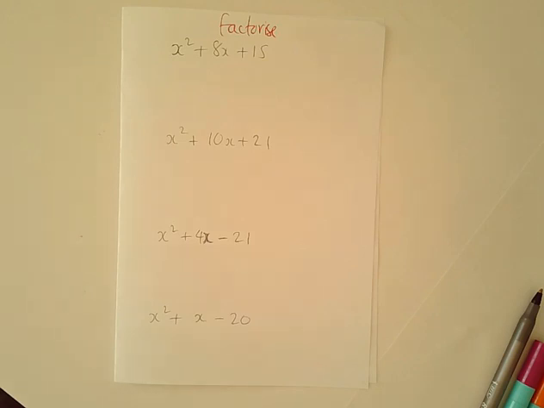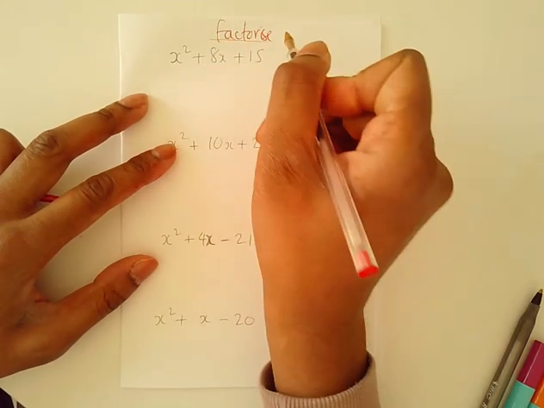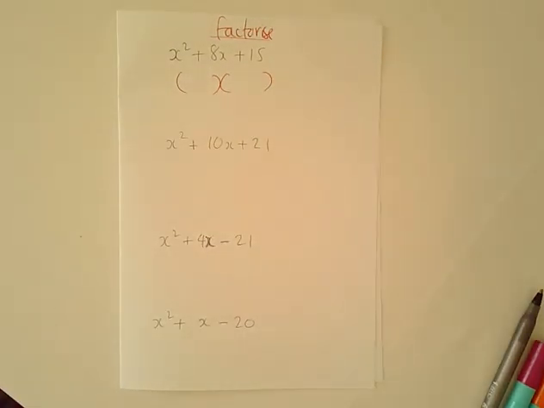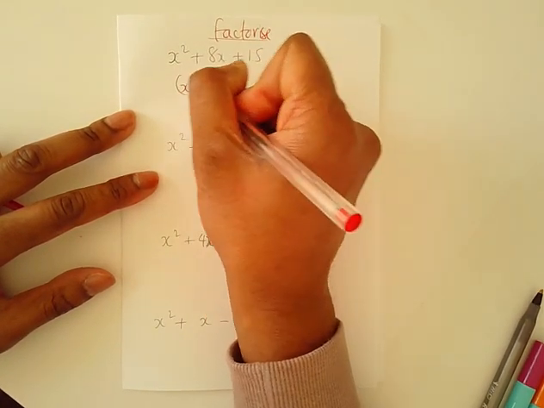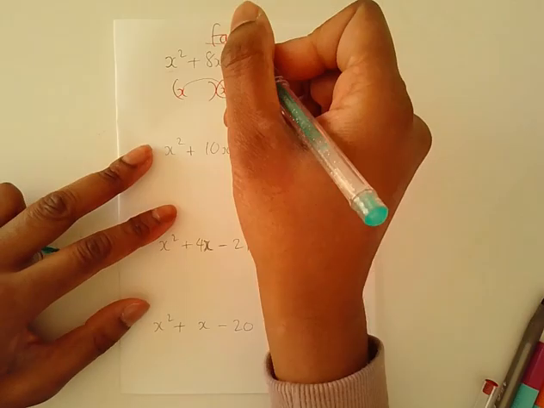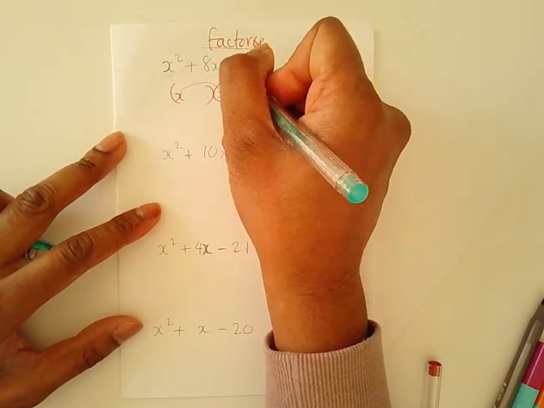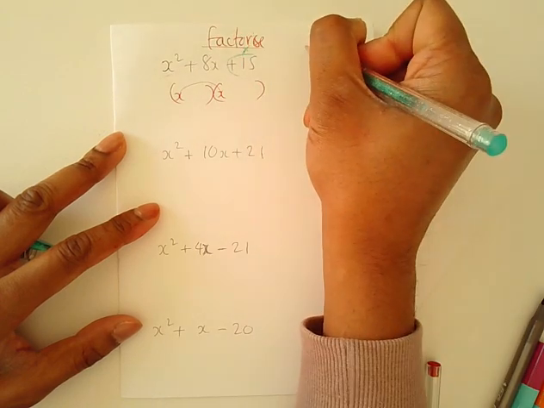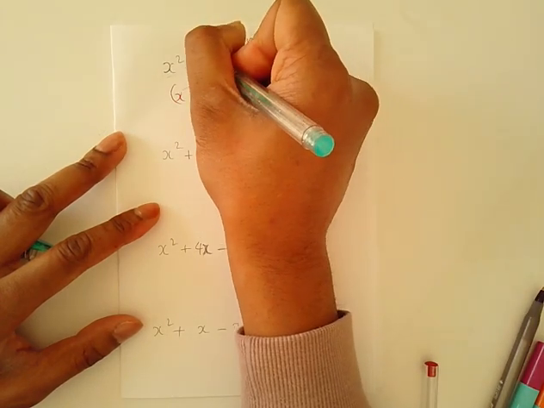So when you have recognized that it is a quadratic and you're factorizing, it will be double brackets. You'll have an x and x over here because you know x times x gives you the x squared. Now you need to think, what two numbers multiply together to give the 15, positive 15?